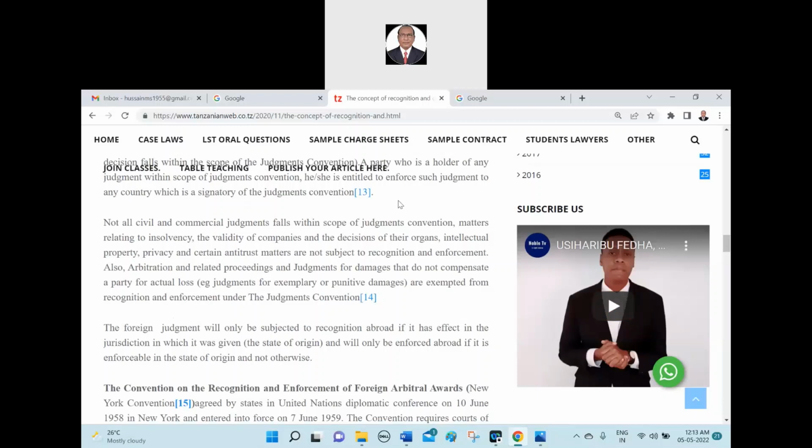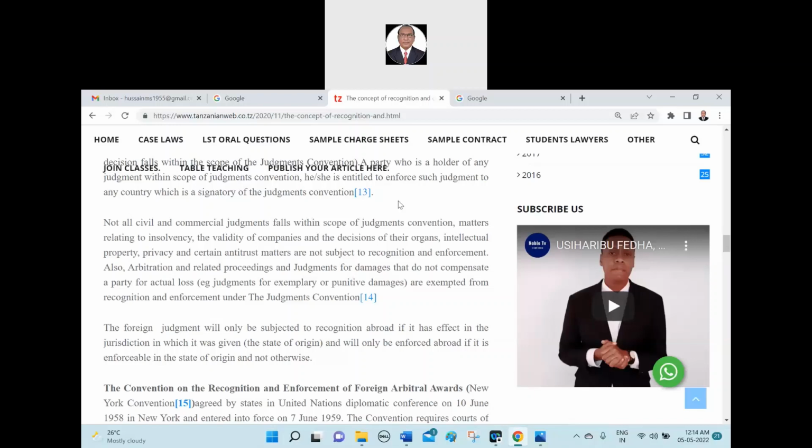So not all civil and commercial judgments fall within the scope of the judgments convention. Matters relating to insolvency come in there, the validity of companies and the decisions of their organs. Of course, these are a different aspect. Intellectual property will not come and privacy will not come, and even antitrust matters are not subject to recognition. Matters related to insolvency and the validity of companies will not come under civil and commercial matters. Of course, they don't interfere in that matter.